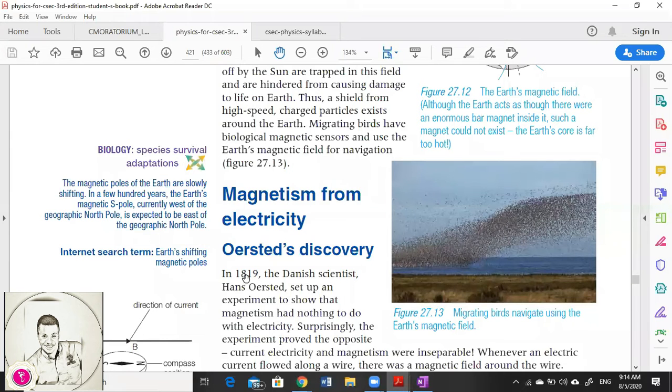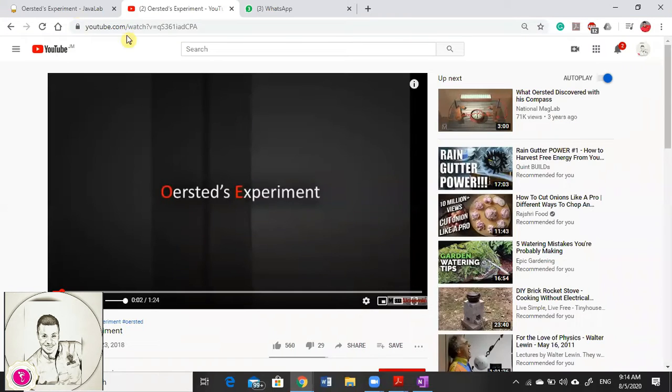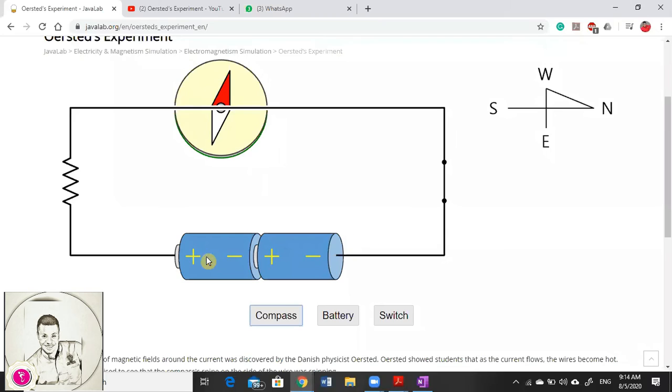So in the 1890s, he wanted to prove that magnetism has nothing to do with electricity. How he went about doing that was to take a compass and set up a simple circuit, to see if anything is going to happen whenever he put his compass near it. So let's start off with our simple circuit here. There's no current flowing in the circuit, so we expect that nothing is supposed to happen to the compass. If I move my compass around the wire, nothing is going to happen.